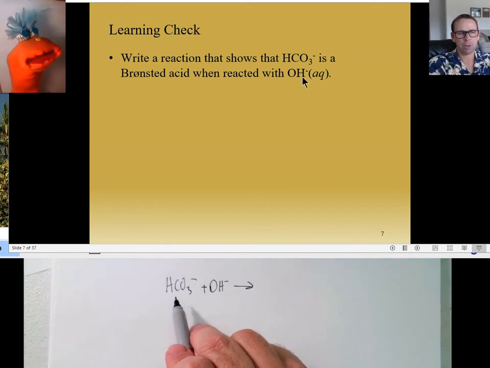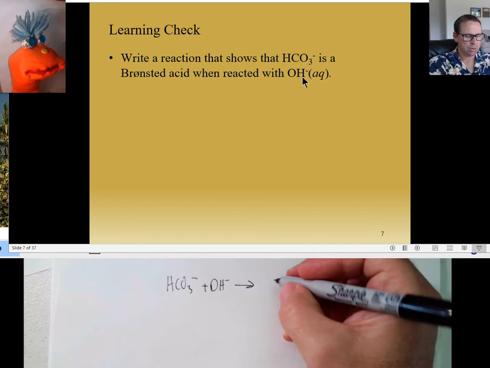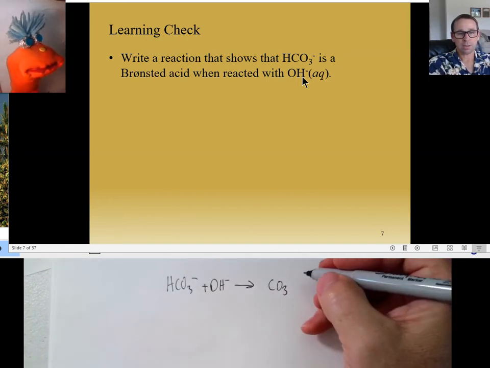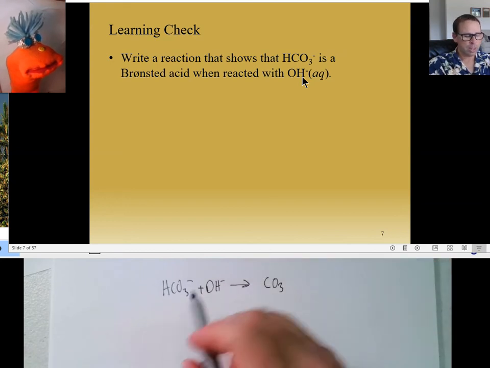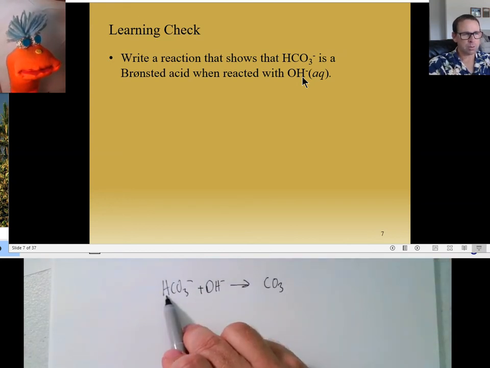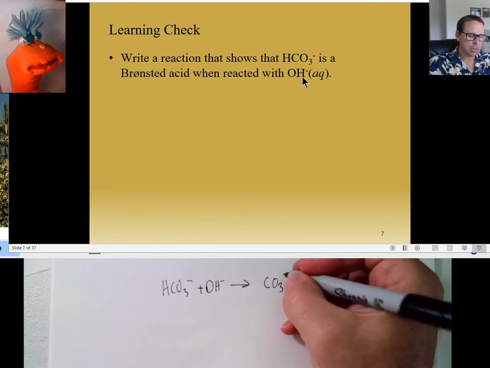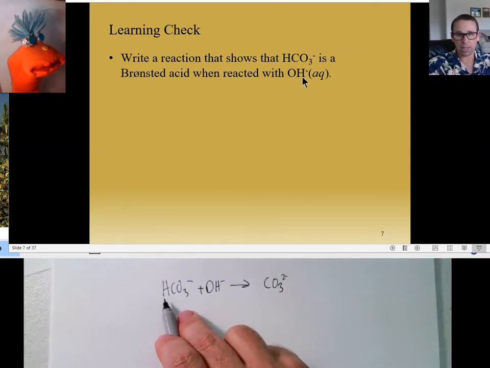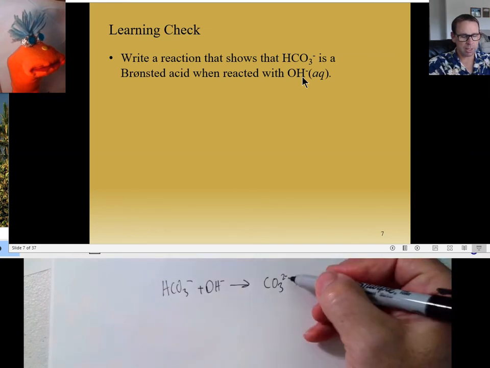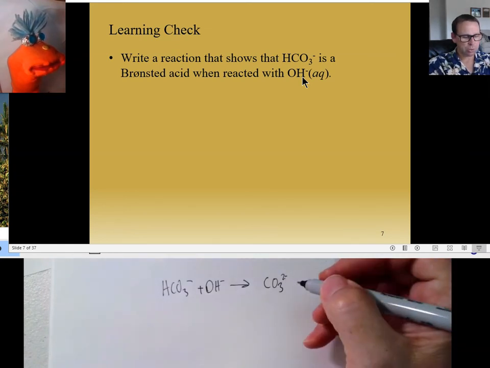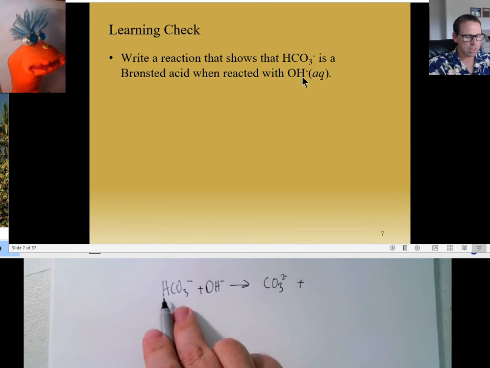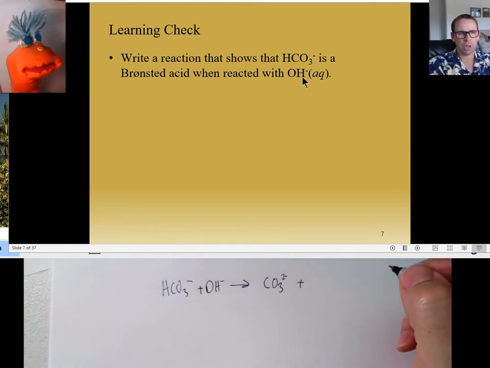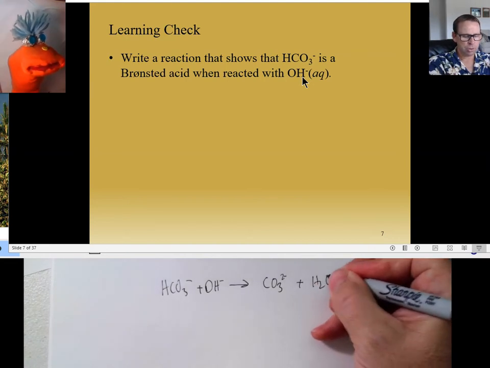Well, an acid gives up a proton, right? That's right. So it's going to be CO3-. Well, what happens when you give up a proton? It's going to be CO3 2-, right? Because it's not just giving up the hydrogen, it's giving up a hydrogen ion with a positive charge, so it's leaving behind that electron. So CO3 2-, and that hydrogen ion is going to go onto the hydroxide ion, and what's it going to form?